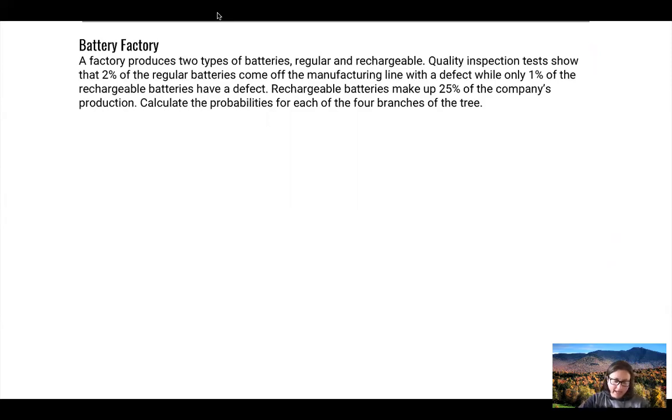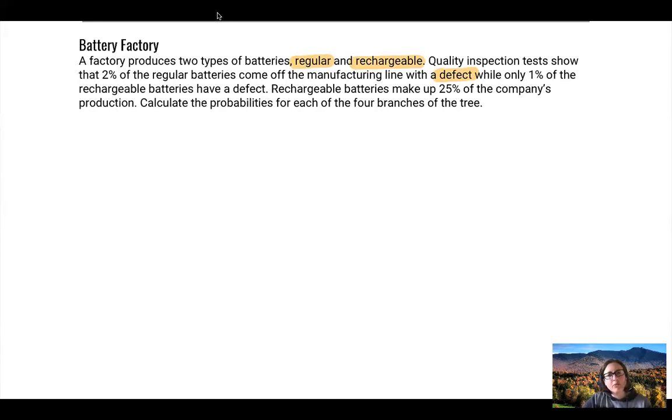So we've got a battery factory, very exciting stuff. They produce 2 types of batteries, regular and rechargeable. Quality inspection tests show that 2% of the regular batteries come off the manufacturing line with a defect, while only 1% of the rechargeable batteries have a defect. Rechargeable batteries make up 25% of the company's production. Calculate the probabilities for each of the 4 branches on the tree.